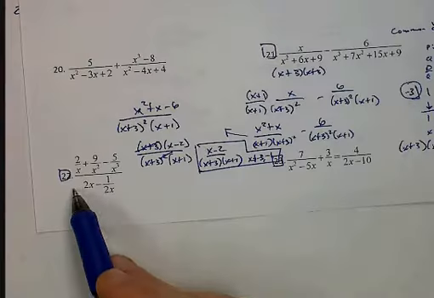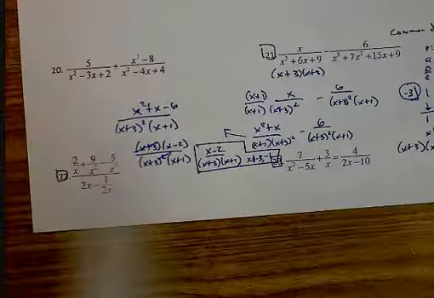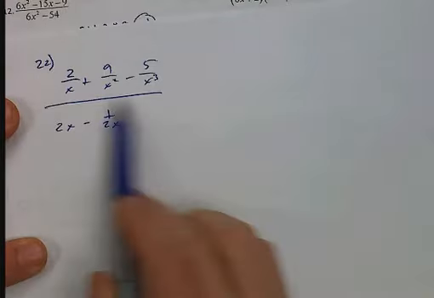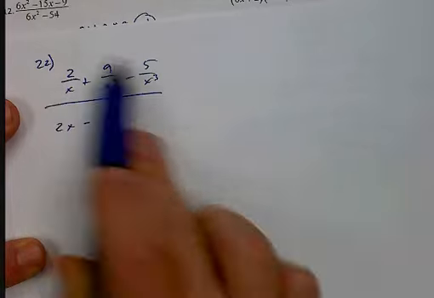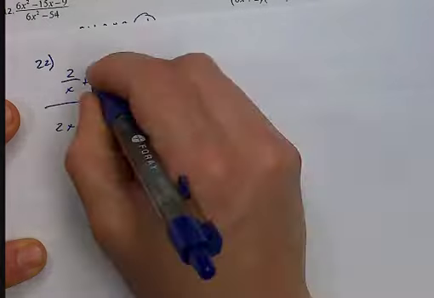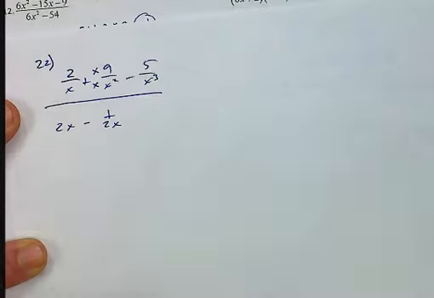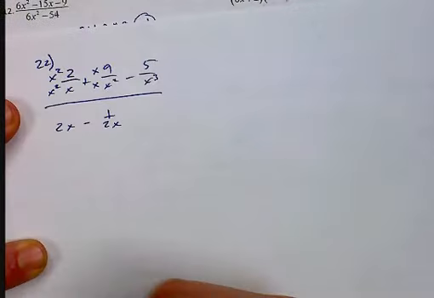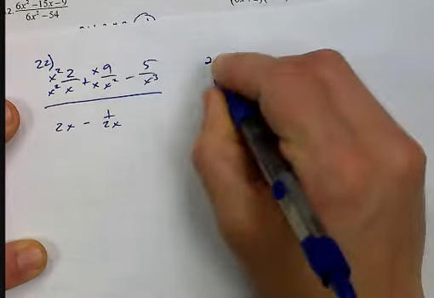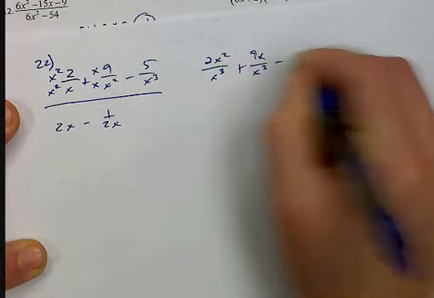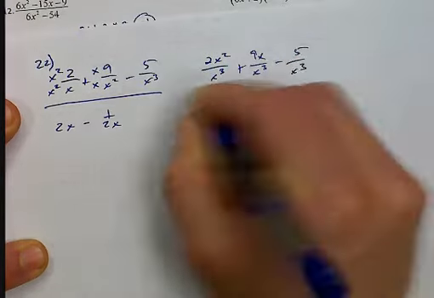Okay, so I'm going to do 22, but I'm actually going to do it on another sheet of paper because there's not a lot of room there. So here is 22. And so what I want to do first is get a common denominator up here. So x cubed is the biggest one. So all I need to do is multiply this fraction by x over x to get x cubed in the denominator, and this one by x squared over x squared. So now I have 2x squared over x cubed plus 9x over x cubed minus 5 over x cubed.